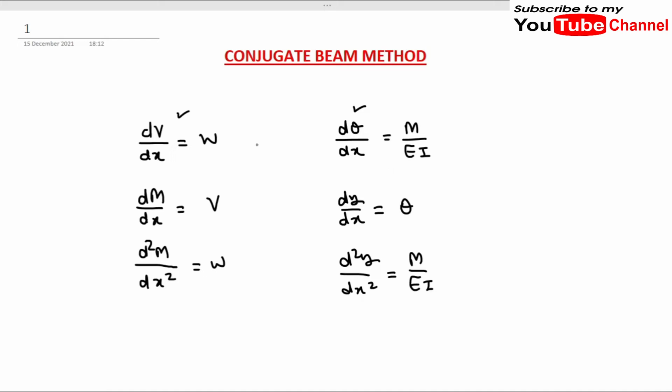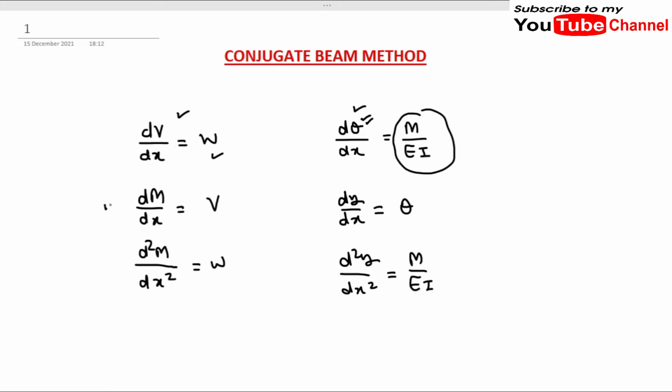We can see here that there is some similarity between these two equations. What is that similarity? You can see that in place of w, we have M/EI in this equation. And in place of V, which is our shear force, we have θ in this equation.